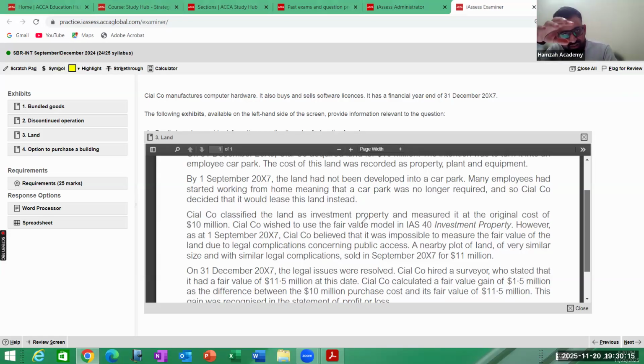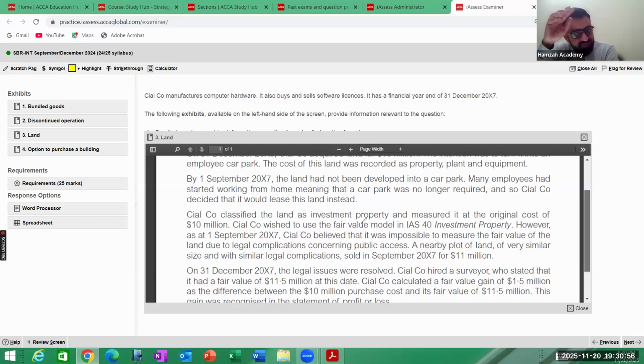The first thing is the transfer from IAS 16 to IAS 40. And number two, a fair value measurement. So IFRS 13 would be relevant here. Now, let me give you a short answer first of all, and then we will discuss the answer in detail. The entity claims that on 1st September, as the land was still not developed and there was no need of a car park, they decided to lease it. So they want to treat it as an investment property.